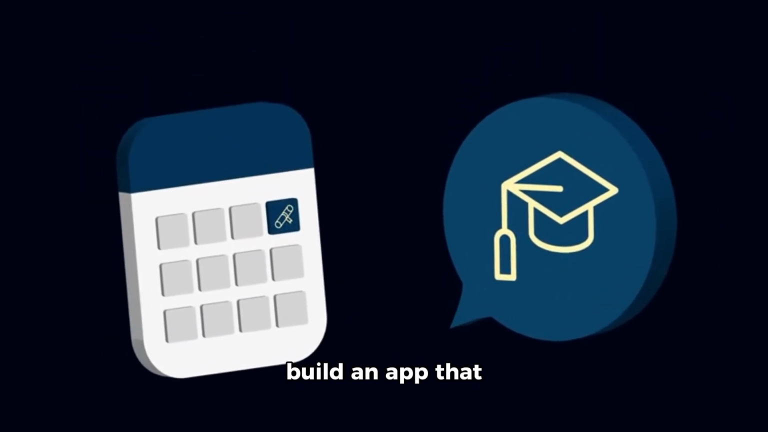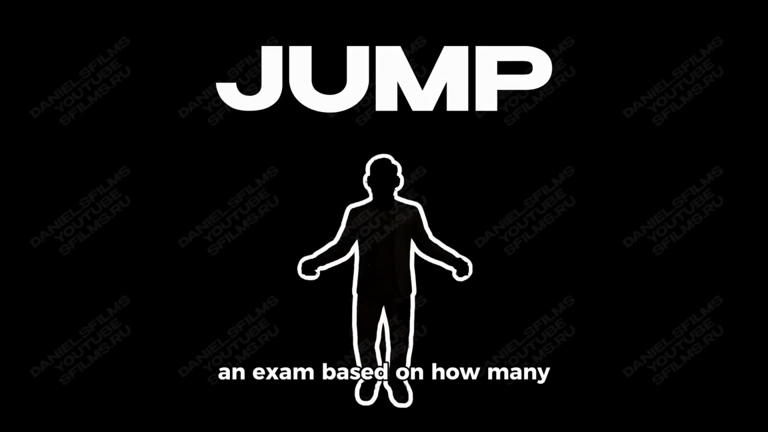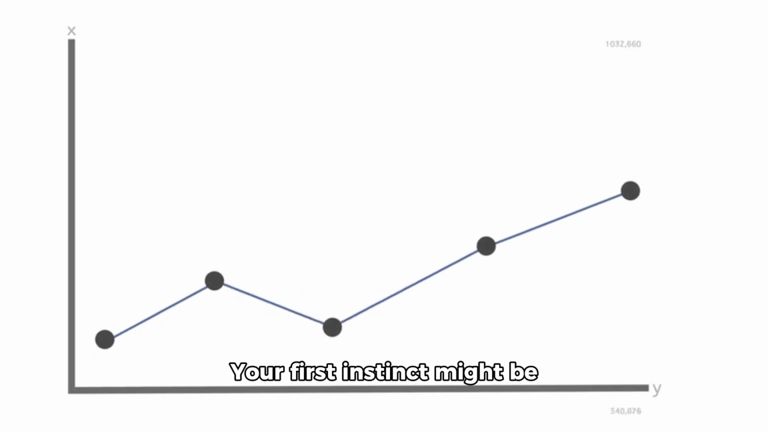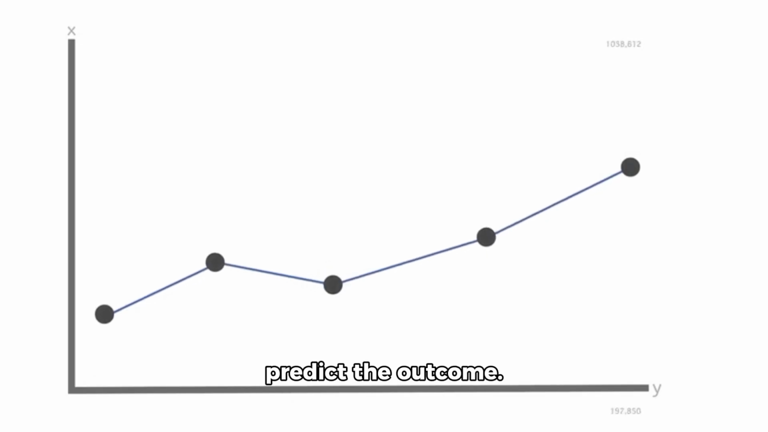Imagine you're trying to build an app that predicts whether a student will pass or fail an exam based on how many hours they studied. Your first instinct might be to use a straight line, like in linear regression, to predict the outcome.